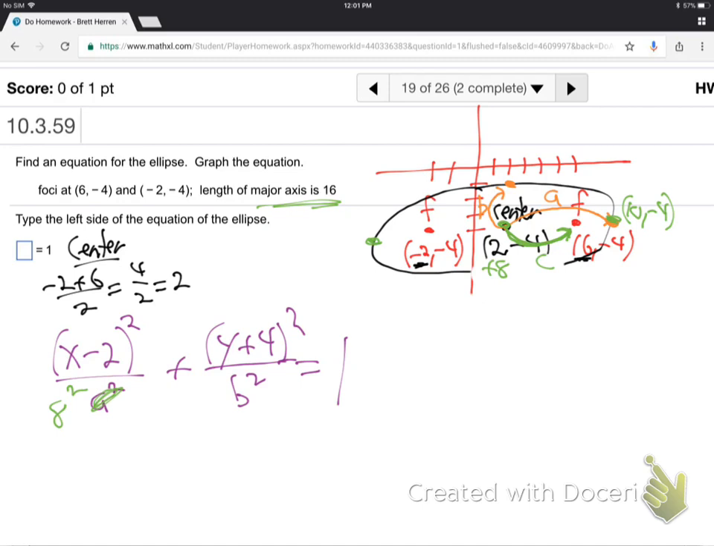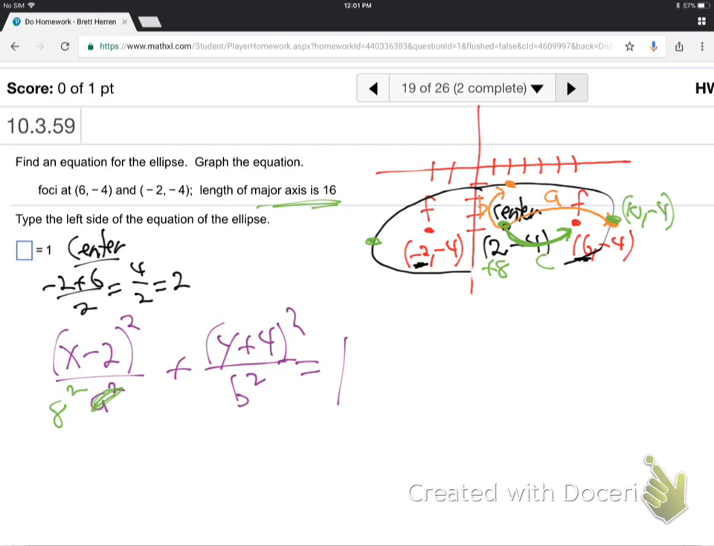Starting to make some sense. A and B are how far to the edge, from the center to the edge. See what they are in the picture there? 4 squared, right? A is how far from the center to the edge, sideways. B is how far up to the edge. C is how far to the focus point, from the center to the focus point. So can we see what C is? Can you tell what C is just by looking at it?